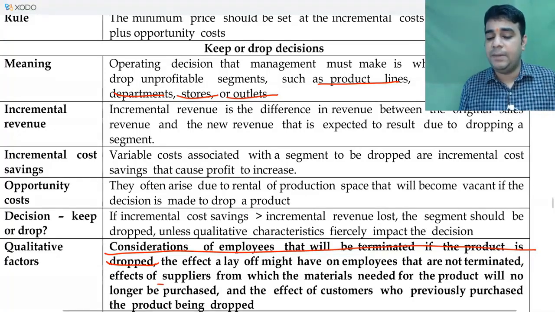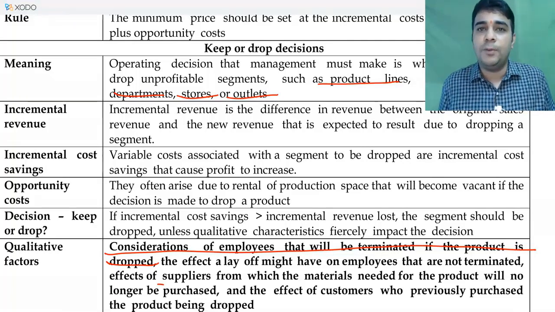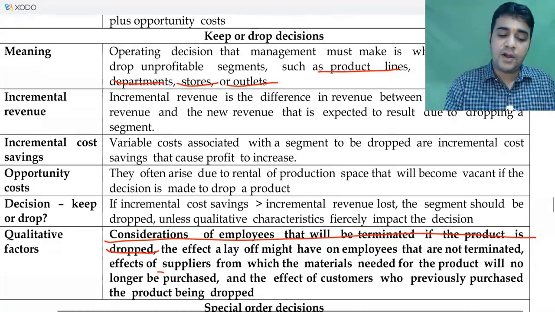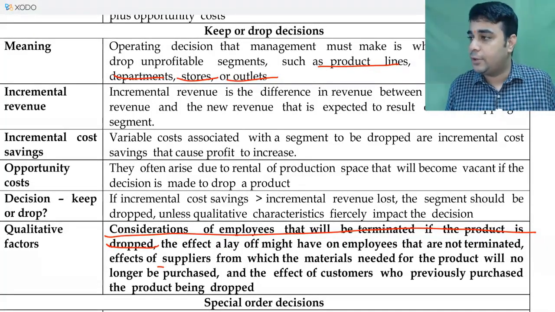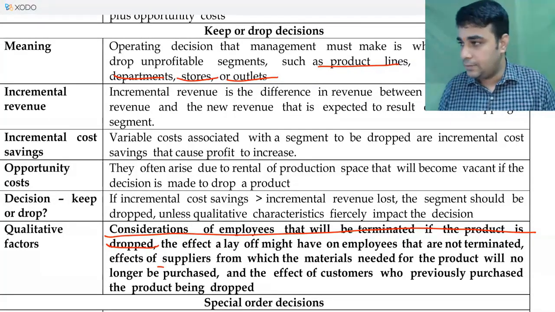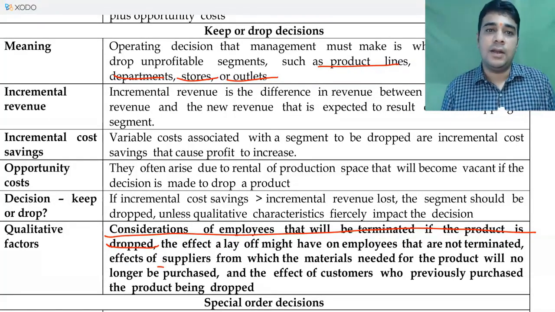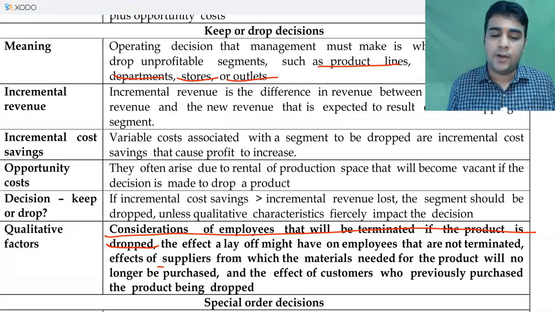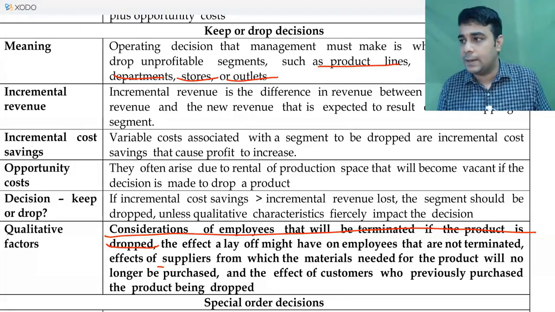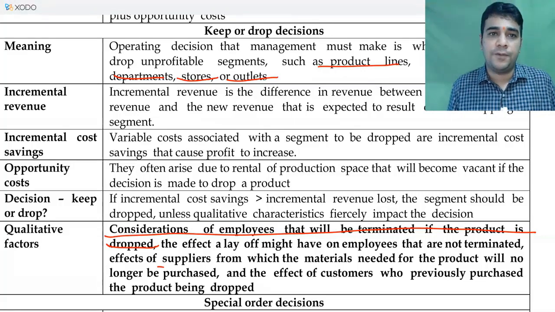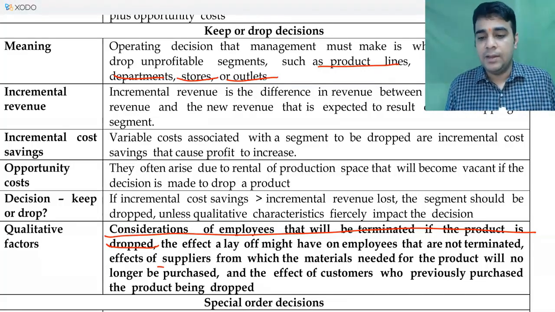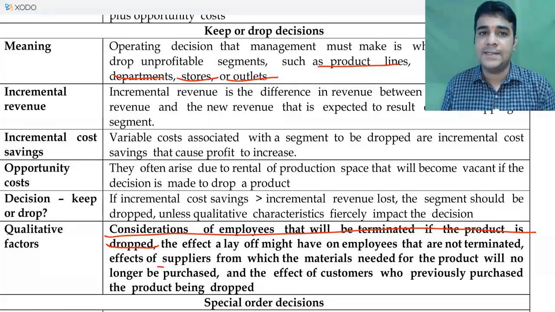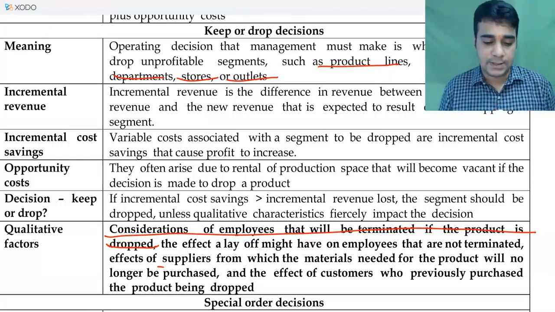Effect on supplier from which the material needed will no longer be required. You are not going to buy material from the supplier now. So what is going to happen to the supplier? Effect on customers who previously purchased the product being dropped. So you will have to look at effect on customer, effect on supplier, effect on employees who have left the organization, effect on future set of employees, and somewhere I also see an impact on the brand strength of the company, because suddenly you are moving out of a product line. For example, if it's a critical important product and you are moving out of the product, the brand presence may come down, the brand presence can get impacted.